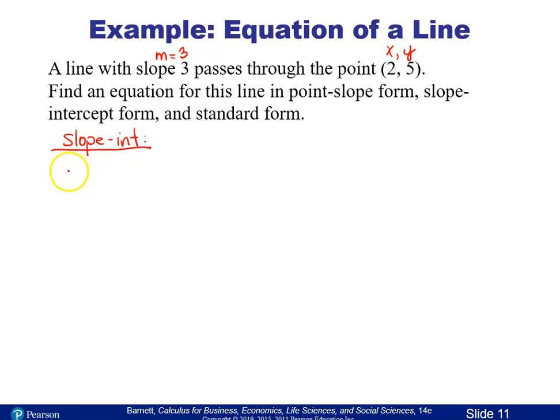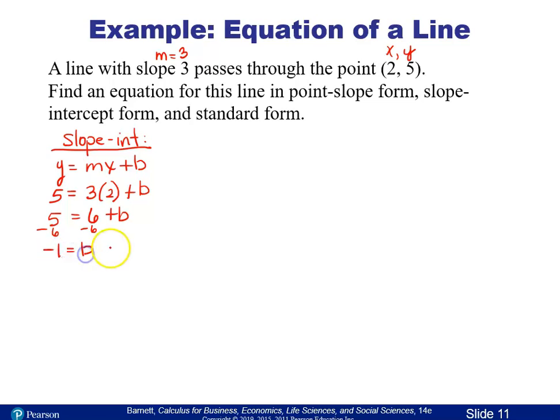Okay, slope-intercept is y equals mx plus b. So we've been given the m, the x, and the y. All we're going to do is plug into this and find the b. So that's going to be y is 5, m is 3, x is 2, and then we want to find the b. Okay, so we'll do the algebra here. 3 times 2 is 6. We subtract the 6, and we're going to see that b is -1.